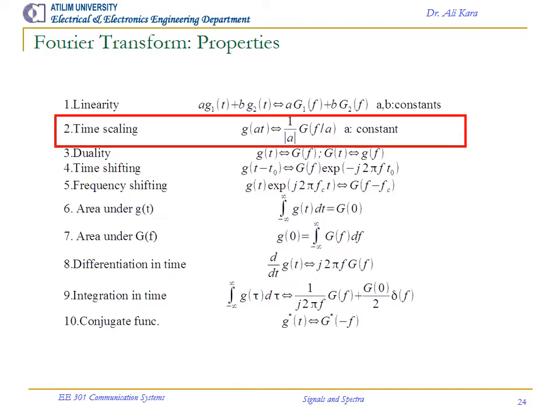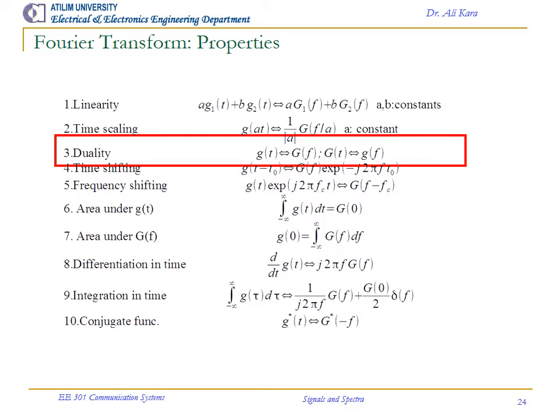Time scaling. Fourier transform of g of at is equal to 1 over absolute value of a times capital G of f over a. Duality. If capital G of f denotes the Fourier transform of g of t, then the function capital G of t has a Fourier transform of g of -f.